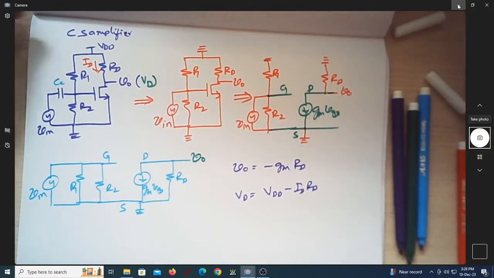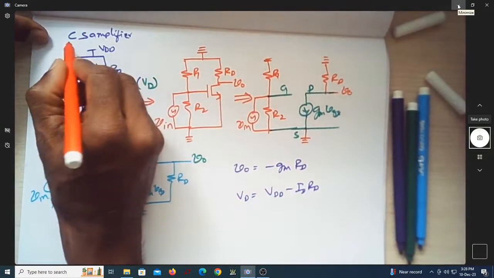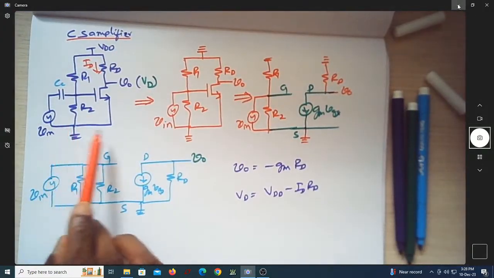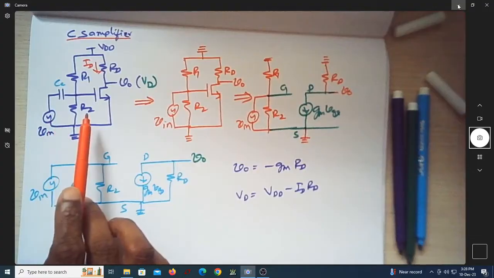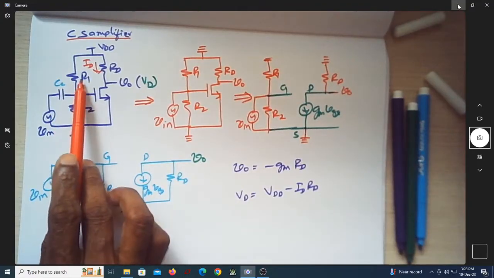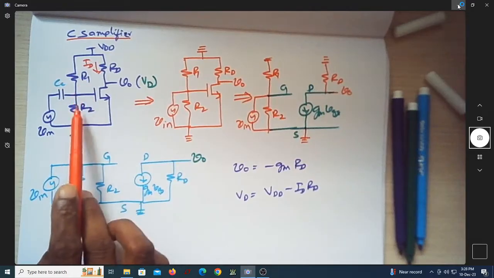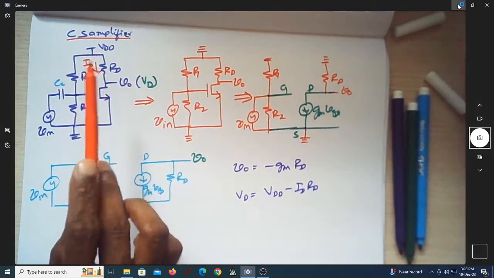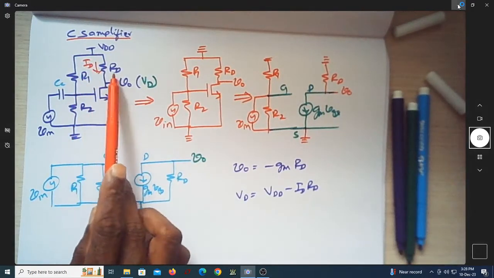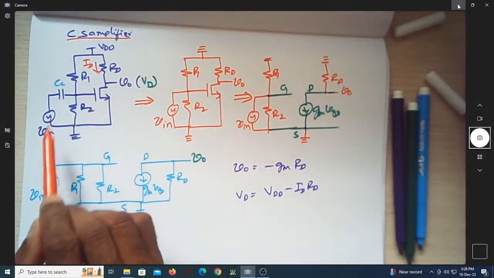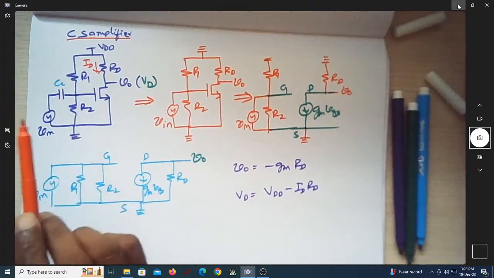Hi, welcome to the analysis of this CS amplifier. Of course, we know that this is the CS amplifier with biasing circuit, which is provided using R1, R2, and of course VDD is the supply voltage, RD is the resistor across which the output voltage will drop, and this is the input voltage coupling capacitor.